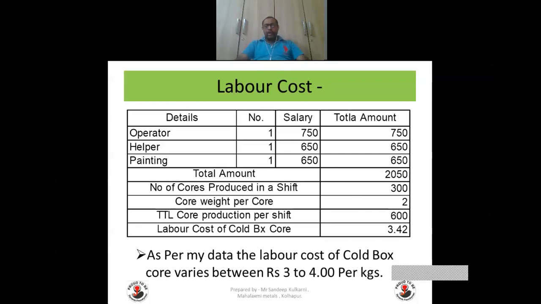As per my data and experience, the labor cost of ColdBox core with manual core making varies between 3 rupees to 4 rupees per kg. With automation, it will reduce by around 1 to 1.5 rupees per kg with some investment. But that investment will definitely pay you back considering the reduction in labor cost in routine work.